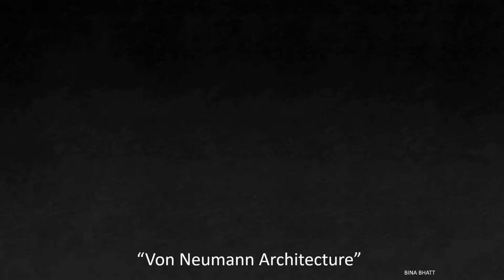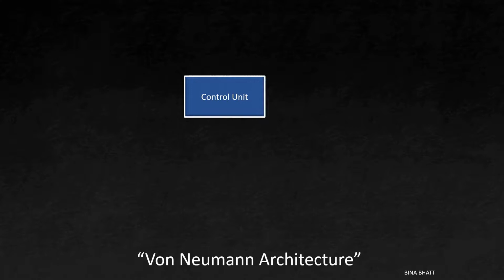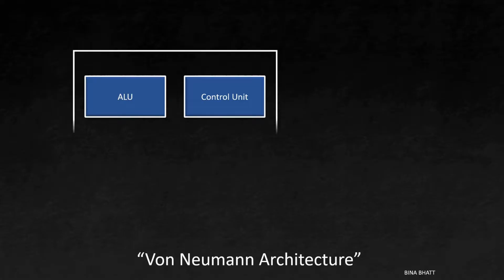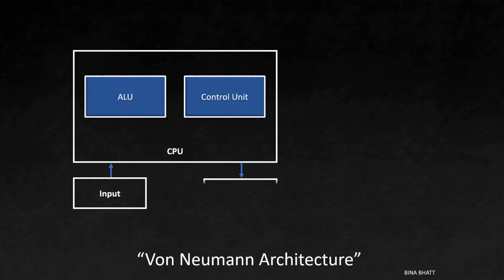Let's have a look at the various components of this architecture. I'll cover their functionalities in a while. The first component is the control unit. Next, we have an ALU or arithmetic and logic unit. Together, they form a CPU or a central processing unit. Next, we have provision for input and output peripherals like mouse, keyboard, printer, monitor, etc.